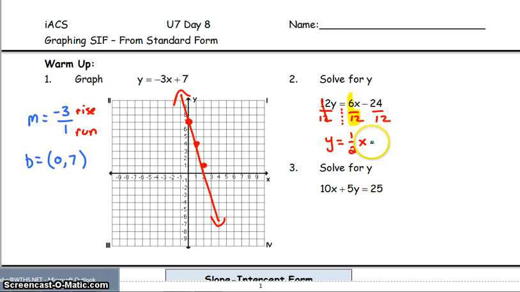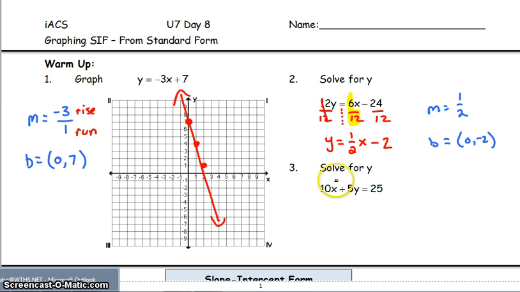And then the x you bring down in front. Minus 24 divided by 12 is 2. That would make your slope equal to 1/2, and your beginning point or your starting point or your y-intercept 0, -2. I know they didn't ask you for that, but we had to at least review that.